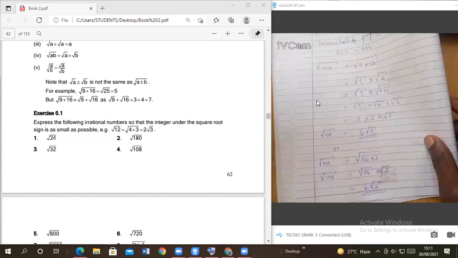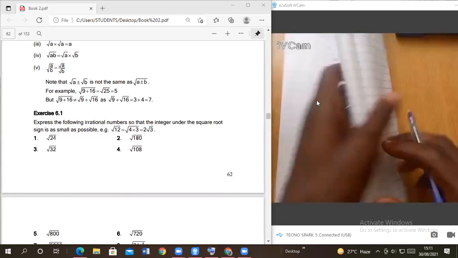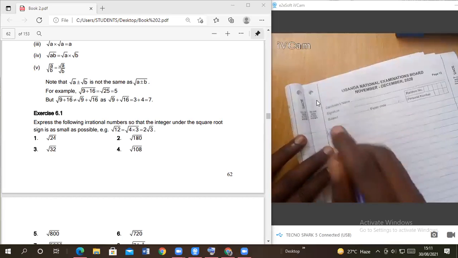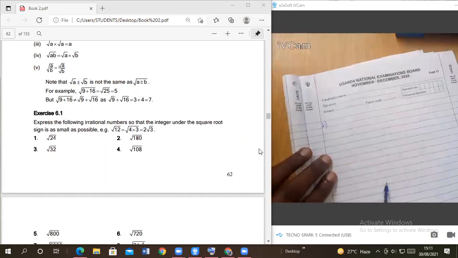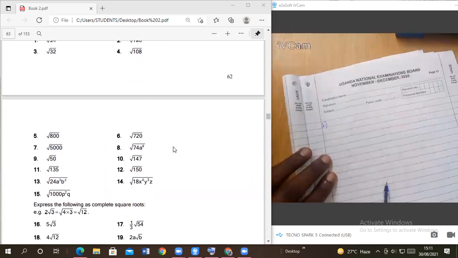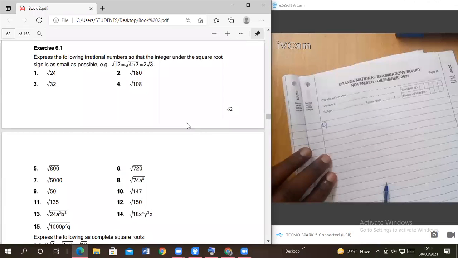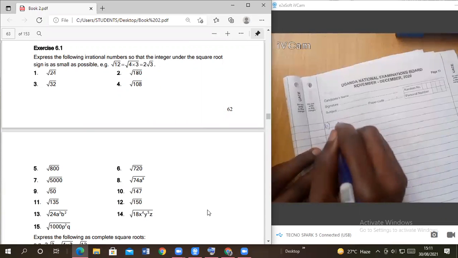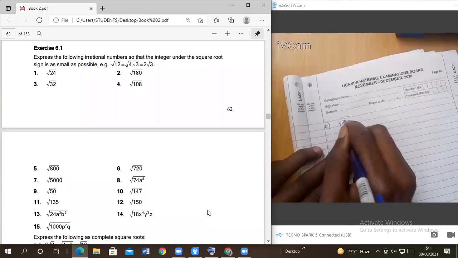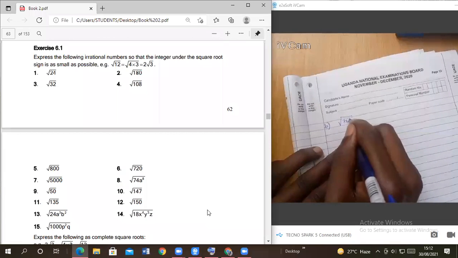Let's look at B. Which one should we pick? Just pick randomly from here. Number 8. Where is number 8? Number 8 is square root of 74a to the power 8.